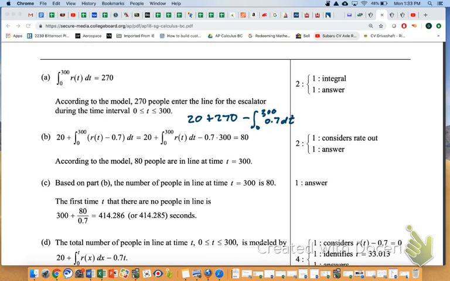I think so. Yeah, I mean, I was not a reader on this one, so I can't say for sure, but "considers rate out." I think if you have 0.7 times 300, it's a constant rate. I think it's reasonable. Yeah.